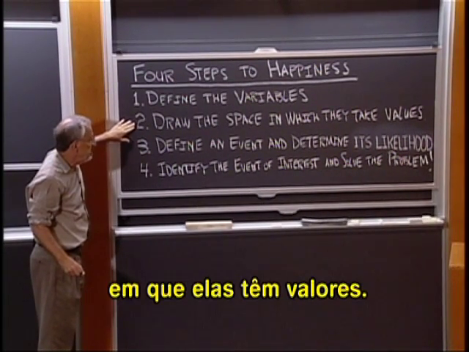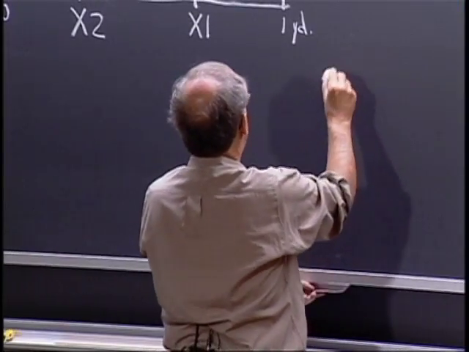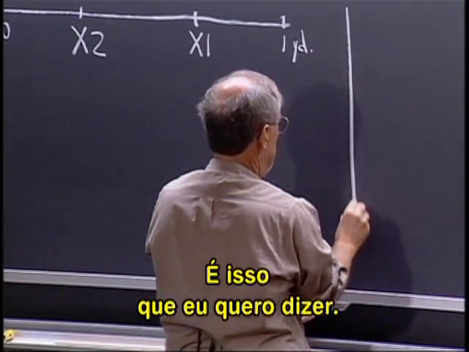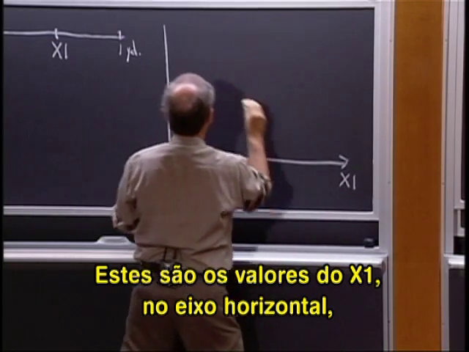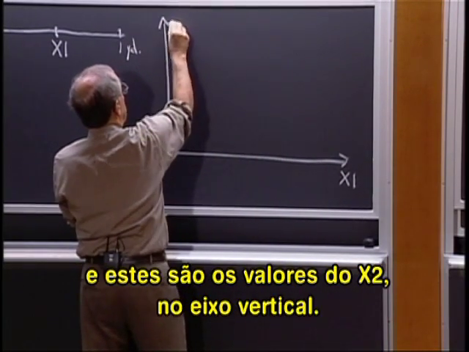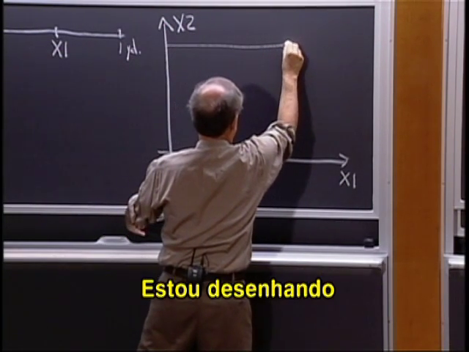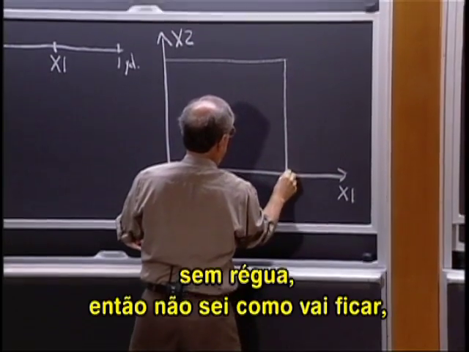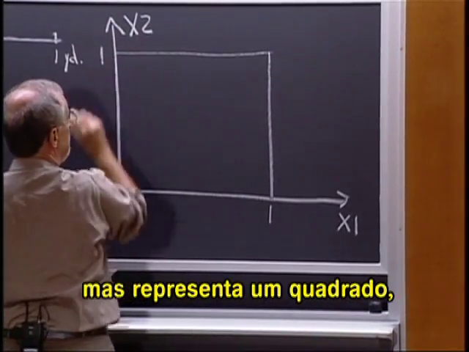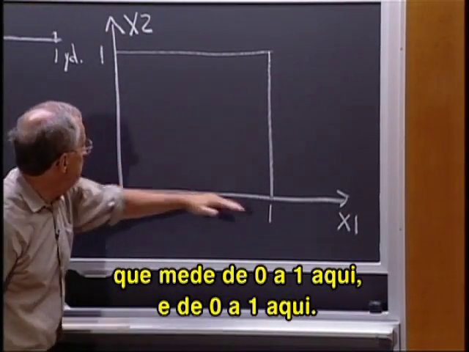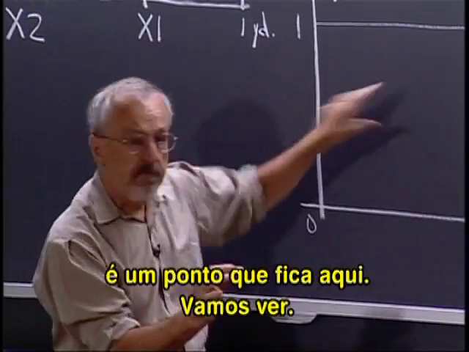Now we draw the space in which they take on values. So what do I mean by that? Well, this is what I mean by that. Here's values for x1 on the horizontal axis. Here's values for x2 on the vertical axis. Now I'm doing this by eyeballing it, so I don't know exactly how this is going to come out, but it's supposed to be a square of dimension 1, with 0 to 1 here and 0 to 1 here. And any particular outcome of this experiment is a point right in here.